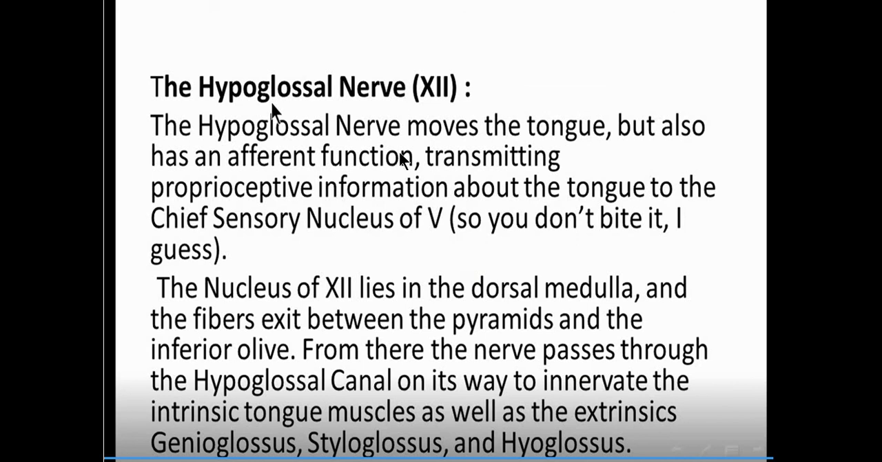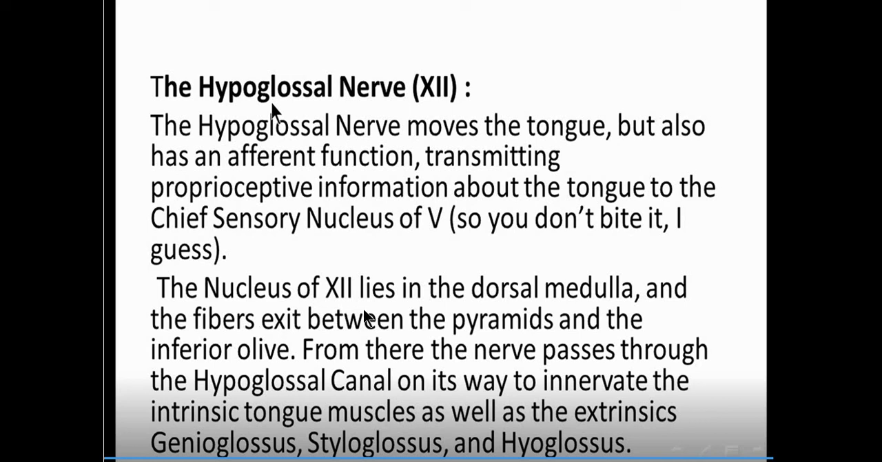The hypoglossal nerve moves the tongue, but also has afferent function, transmitting proprioception information about the tongue to the chief sensory nucleus of cranial nerve number 5, the trigeminal. So when we are chewing food, our tongue is not bitten by our teeth. This is very important information. The proprioceptive information goes through the hypoglossal nerve.